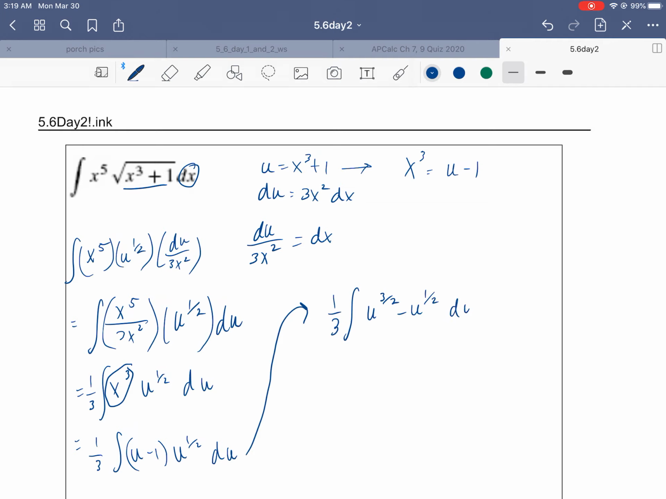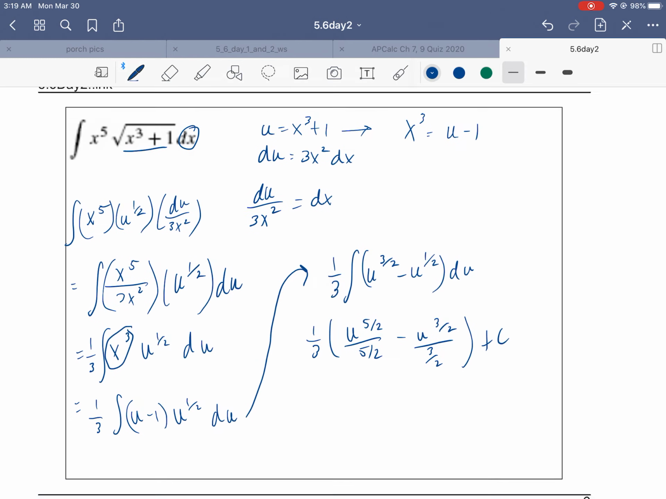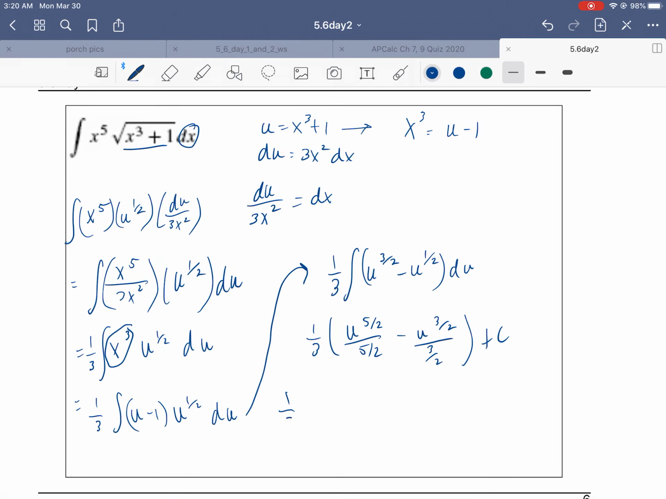So we have u to the 3/2 minus u to the 1/2 and a du. So u to the 5/2 divided by 5/2 minus u to the 3/2 divided by 3/2 plus c. x cubed plus 1.